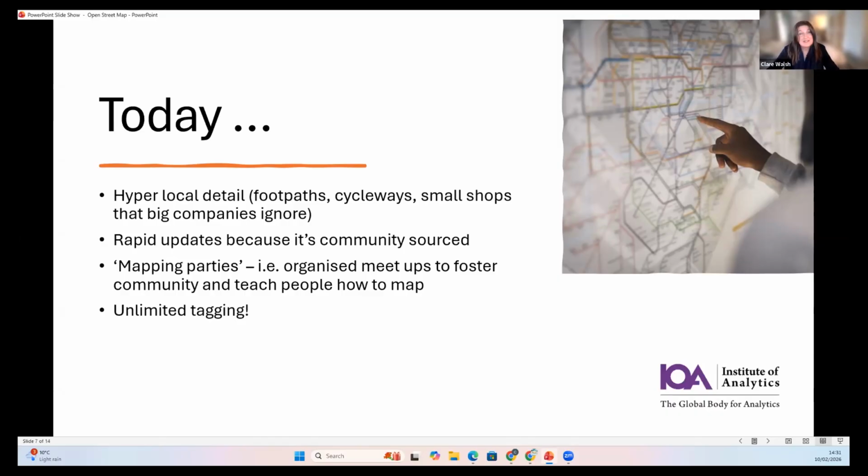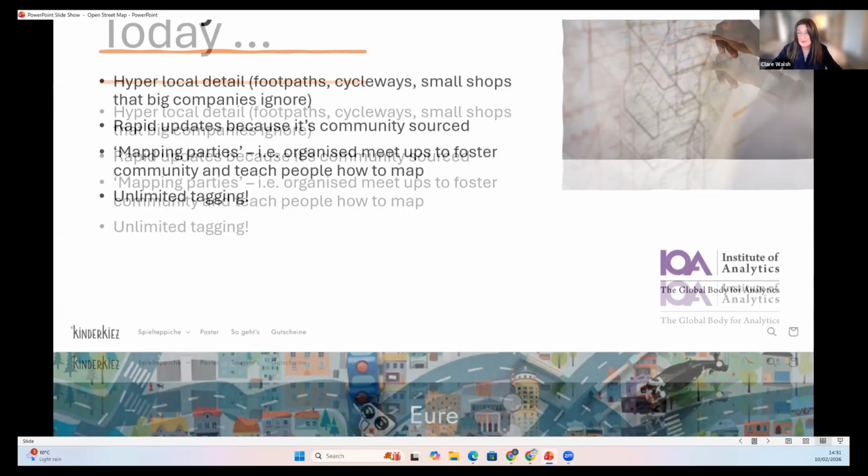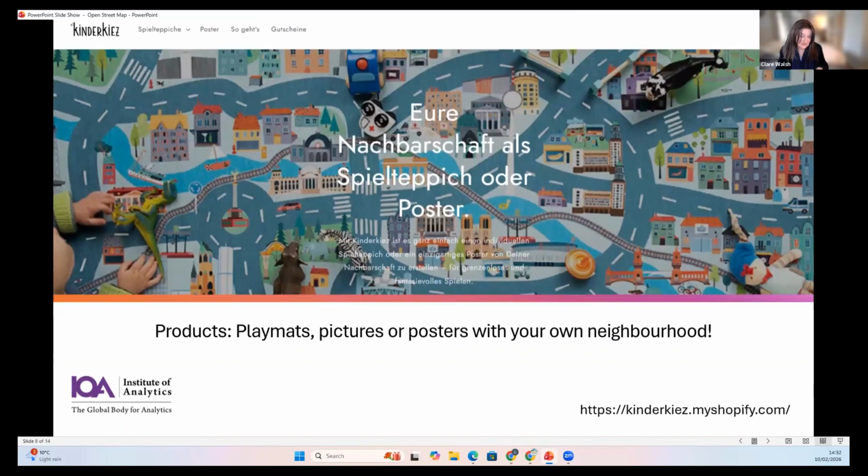You get a community feel, you get mapping parties where people meet up to foster community among people with a shared interest and teach newcomers how to map. And you can tag as much as you want, as many times as you want. You want to tag where the public water fountains are, that's fine. You want to tag where the best wave breaks are off the shore, that's fine. You can tag whatever you would like to tag on there, and people can come and use it.